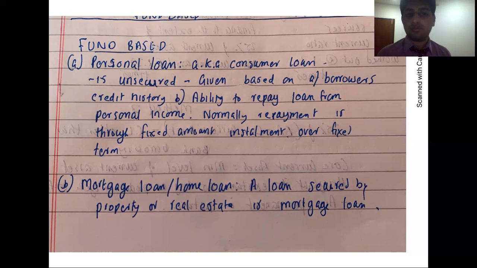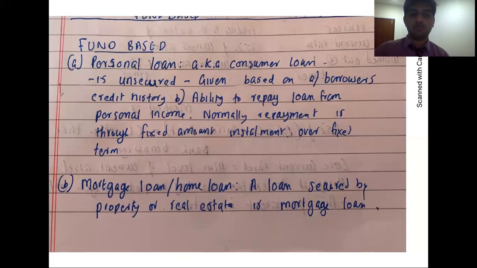Ability to repay the loan is from personal income. So how will we check the personal income? We'll be checking from IT returns or different sources. We'll check what the income sources are, and based upon that, we'll provide the facility. Normal repayment will be a fixed installment, also known as EMI. That EMI will consist of both principal and interest, over a fixed term. Then second is mortgage loan or home loan, also known as LAP loan.